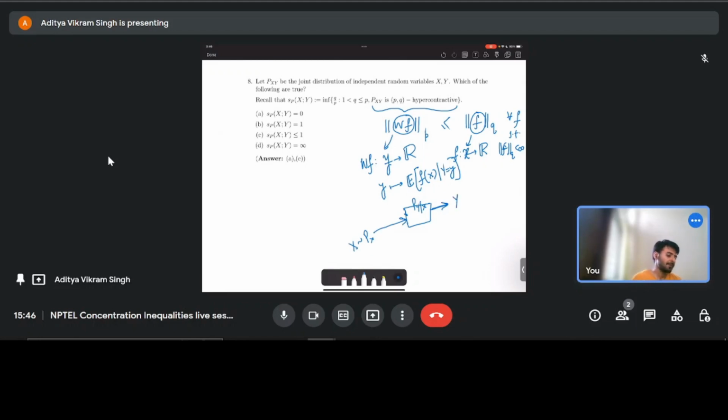Now looking at this y, what is the best estimate of f of x for some given x? That is this expected value of f of x given y. You can see y, but you cannot see what x is, so you cannot compute f of x. You just estimate it, and this is the best estimate.